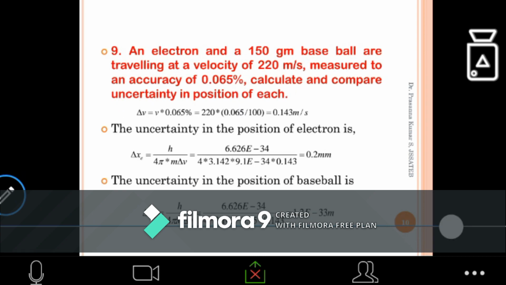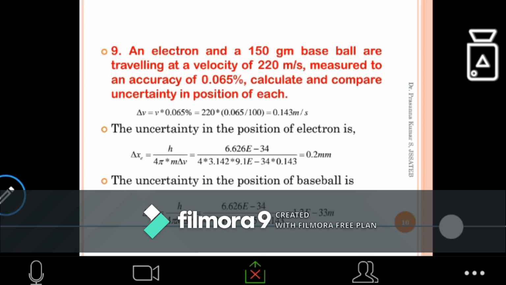An electron and a 150-gram baseball. We got two objects here. One is electron and the other one is baseball, whose weight is 150 gram, traveling at a velocity of 220 meter per second. So both electron and this baseball are moving at a speed of 220 meter per second, measured to an accuracy of 0.065%. Calculate and compare the uncertainties in position of each of them.